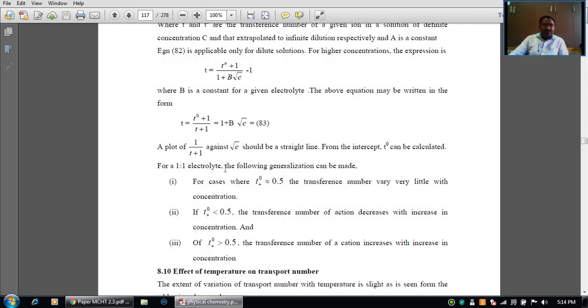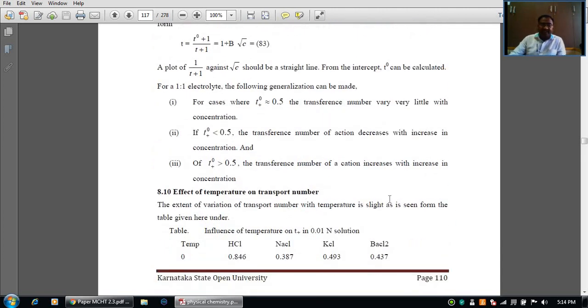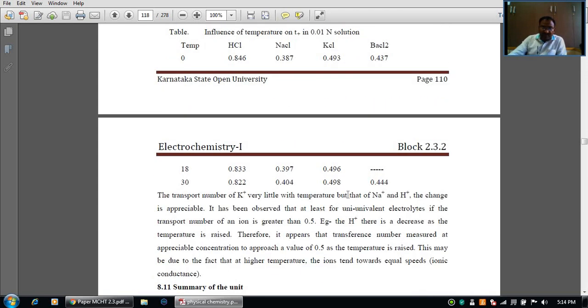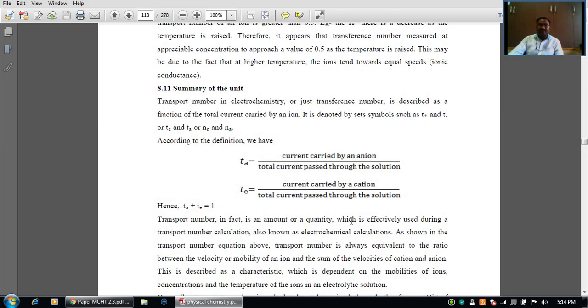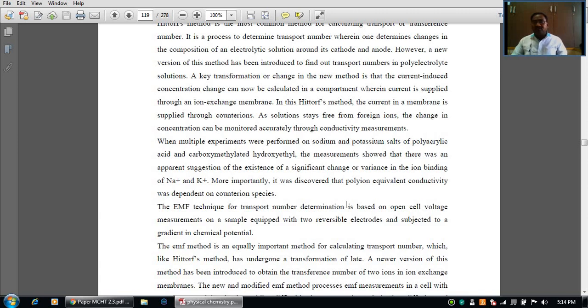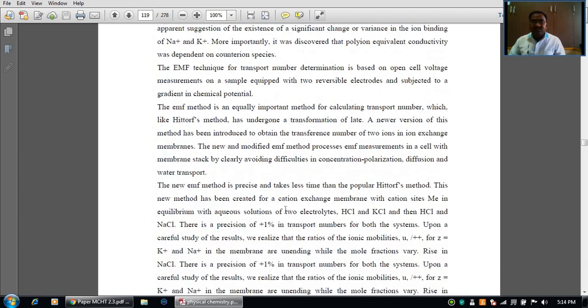Next, the effect of temperature on transport number. Temperature is also one of the important factors. With variation of temperature, the transport number also varies. The molecular dependence is shown for hydrochloric acid, sodium chloride, potassium chloride and barium chloride. These are all important concepts regarding unit 8. In these videos, we discussed only block 1 and block 2. Almost 8 units we covered. Just go through them.